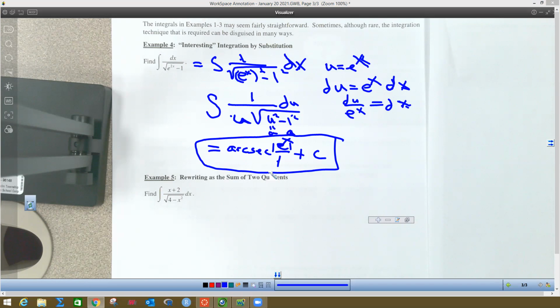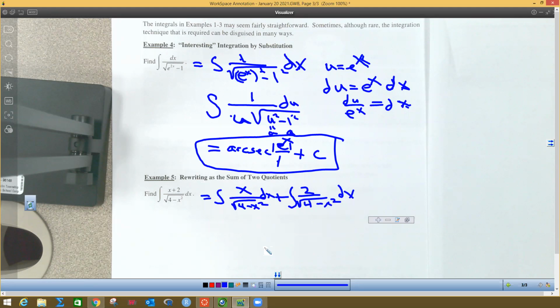Okay, this one is one where you split this up into 2 fractions. So we would rewrite this as the integral of x over the square root of 4 minus x squared, and then this part would be plus 2 over the square root of 4 minus x squared. And this whole thing would be dx, or we can look at them individually and put both of them like this.